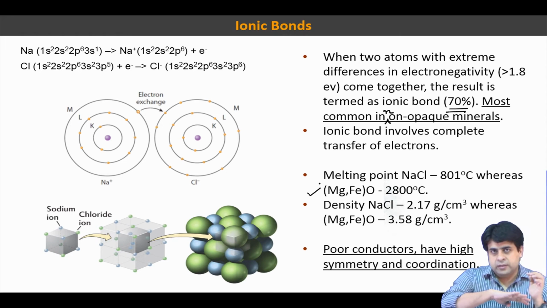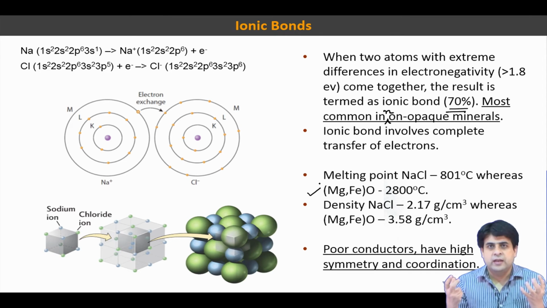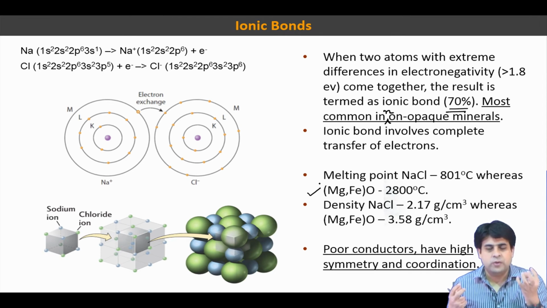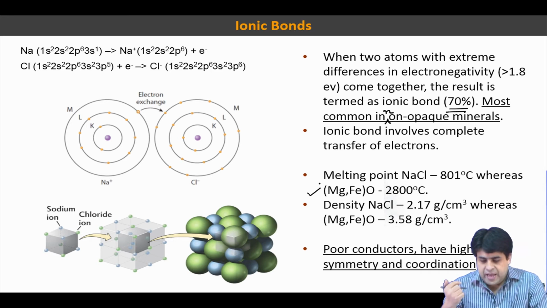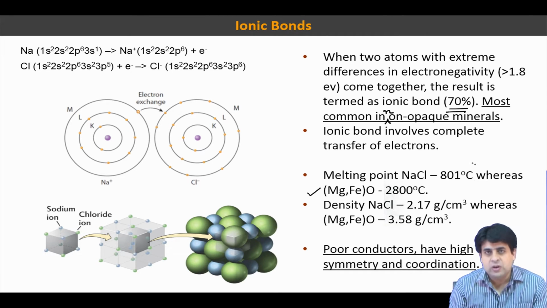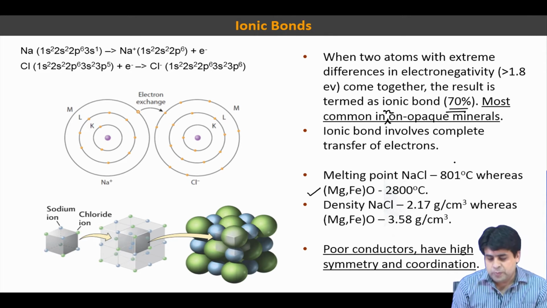So, the transfer of electrons between the cation and anion is not a single electron, but a pair of electrons. Because of that, some of the physical properties will change. For example, if you see the melting point of NaCl, NaCl has a very low melting point. At 801 degrees Celsius the salt will melt, whereas periclase will melt at a much higher temperature.